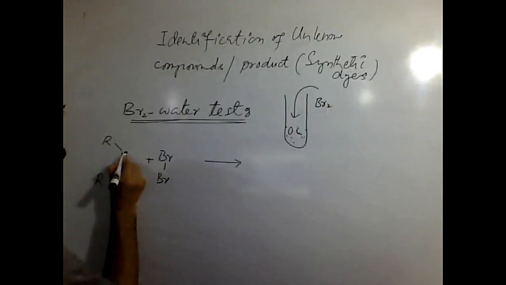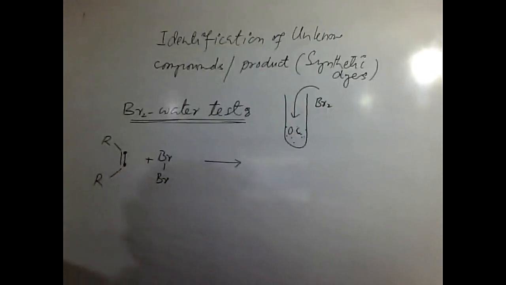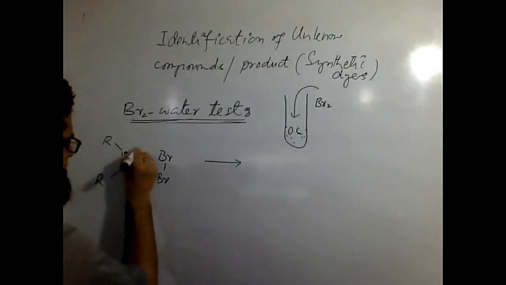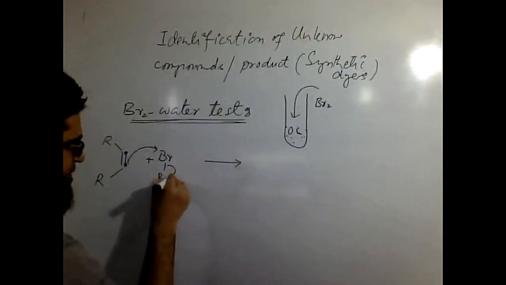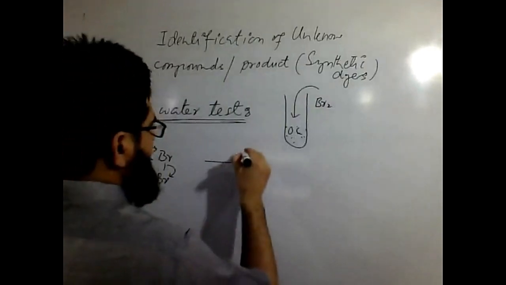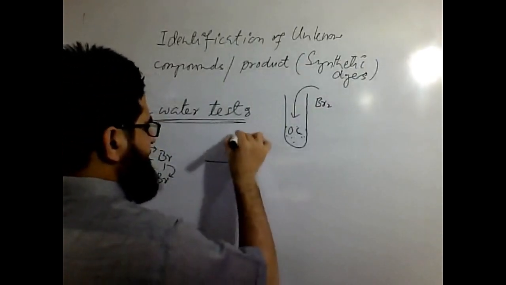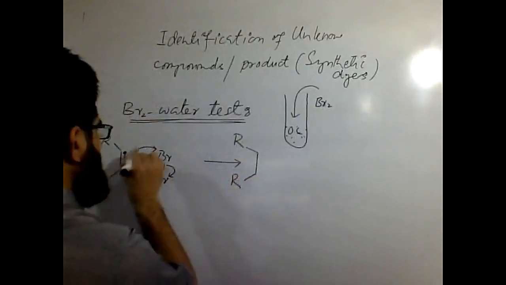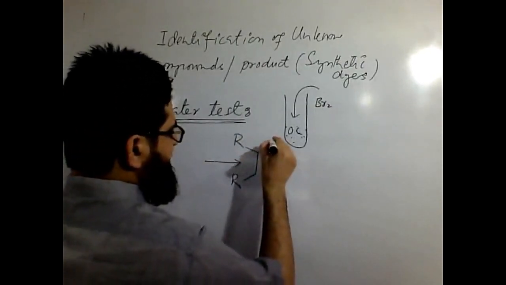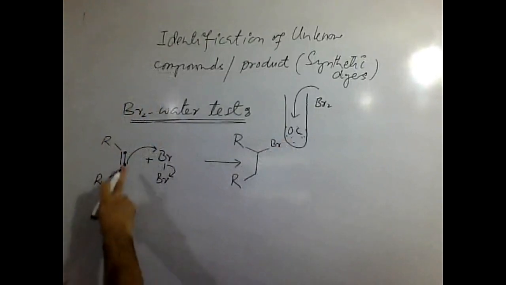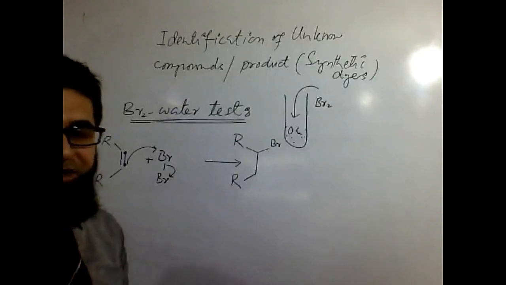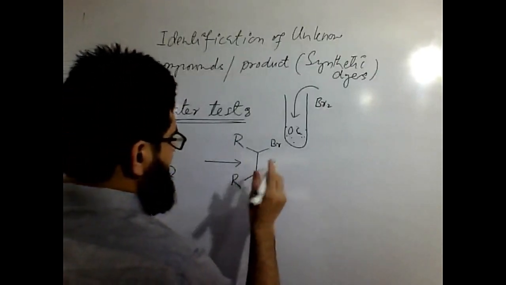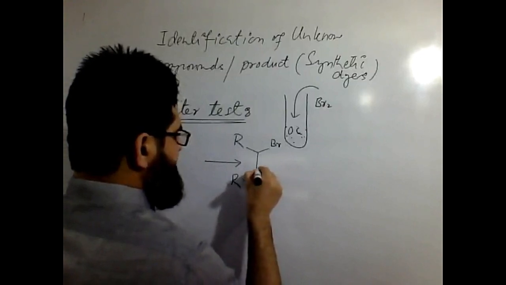The pi bond electrons, the pi bond between carbon and carbon in the form of a double bond, attack the bromine. One bromine goes out in the form of bromide. What happens then? You have substituents around. This Br gets attached to this carbon. This electron has been taken from here and given to this Br. Consequently, this carbon has lost an electron and is supposed to carry the positive charge.